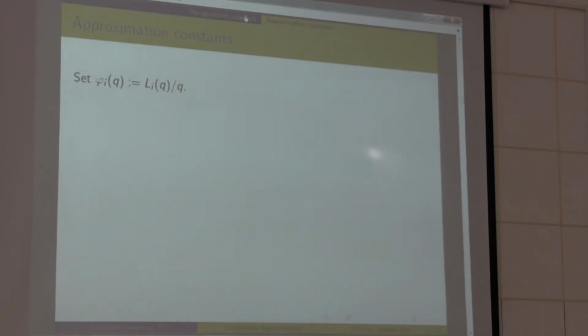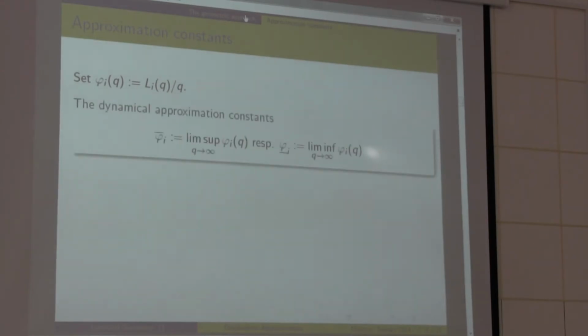So now, approximation constants. There are already several approximation constants, but we defined some new constants because they were suitable for our work in the following manner. You consider the quotient of L sub I divided by q, which is quite natural since they are piecewise linear functions. When you divide by q, you're sure that the following two limits make sense. So we define phi sub I overlined by the lim sup of this quotient as q tends to infinity, and phi sub I underlined by the lim inf of this quotient as q tends to infinity.